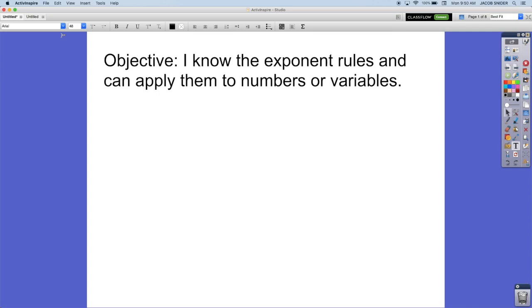Okay, guys, so here we go. Here's our objective for today. It is Tuesday. I know the exponent rules and can apply them to numbers or variables, okay? So go ahead and copy that down.